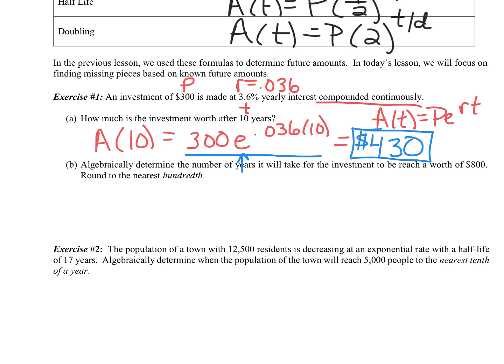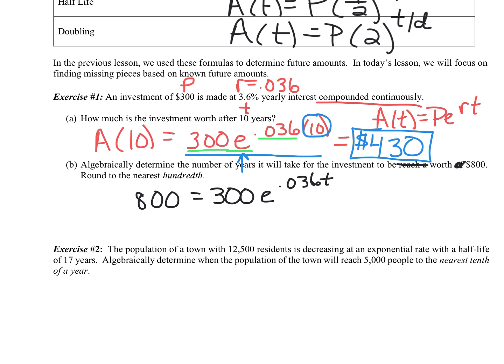Now, the next question gets more into the topic for today. It says, algebraically determine the number of years it will take for the investment to be worth $800. Round to the nearest hundredth. So we're going back. Now we don't know the time. In the last problem, we had plugged in 10 for the time. We still have the same information for the P value and for the R value, and we're still using our PERT formula. But now we know what it's worth at the end. Its end value is 800, so I'm going to plug that in for A of T. So we have 800 equals 300 E to the 0.036 T.